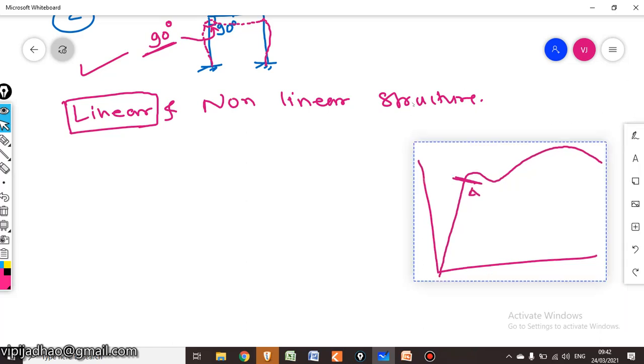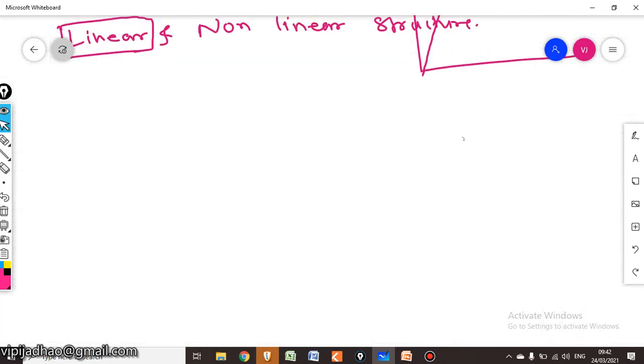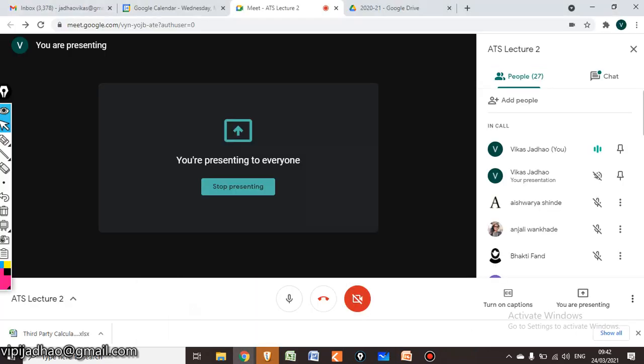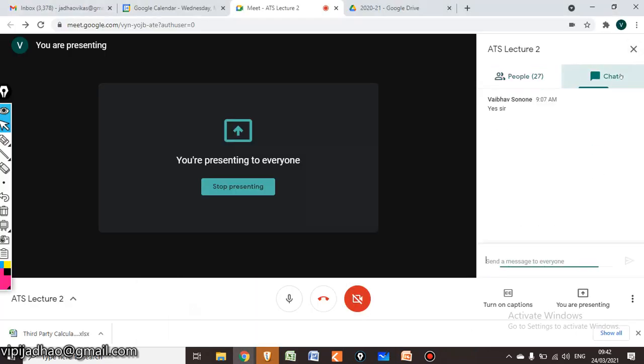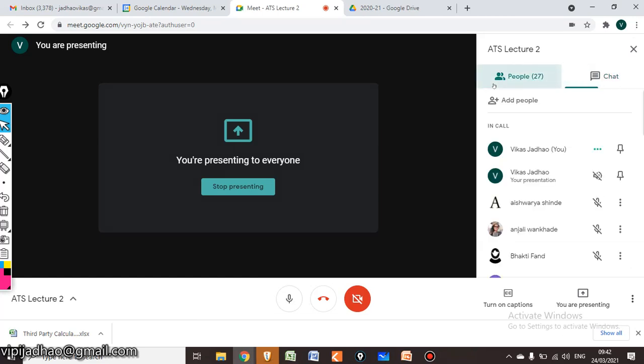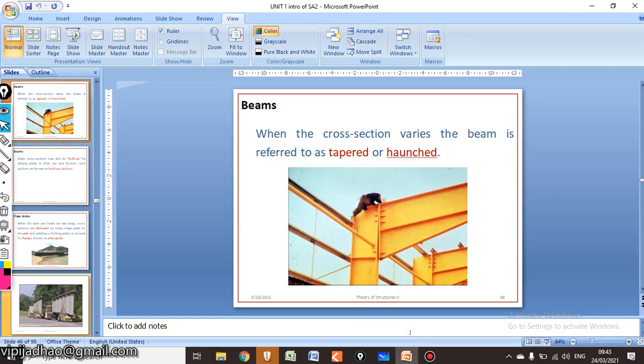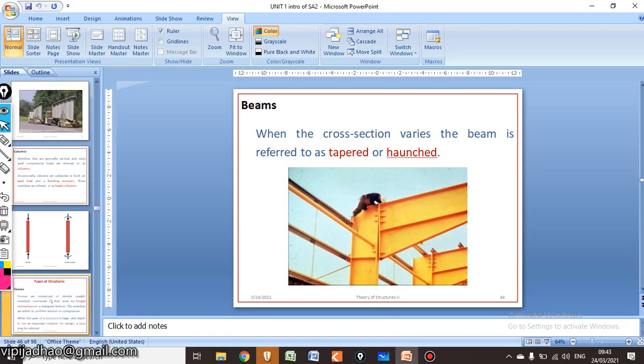The next point is statically determinate structure and statically indeterminate structure. I think this part is already covered in your basic theory of structure. So, do you know what is a statically determinate structure and a statically indeterminate structure?